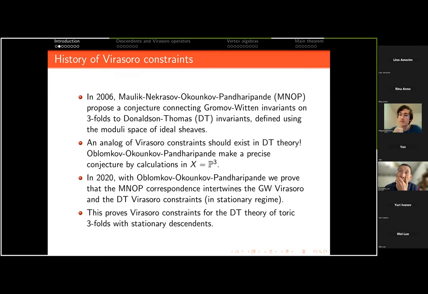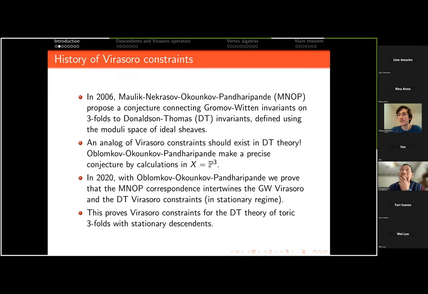what do you really count? How do you count? It's a different question, but what do you count? So this is a question about the stationary. But if you define it later, that's it. Okay. Yeah. I will introduce the descendants later.